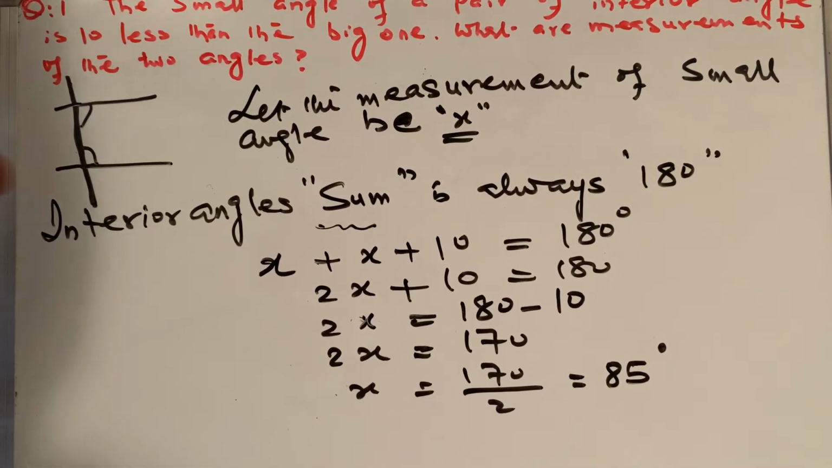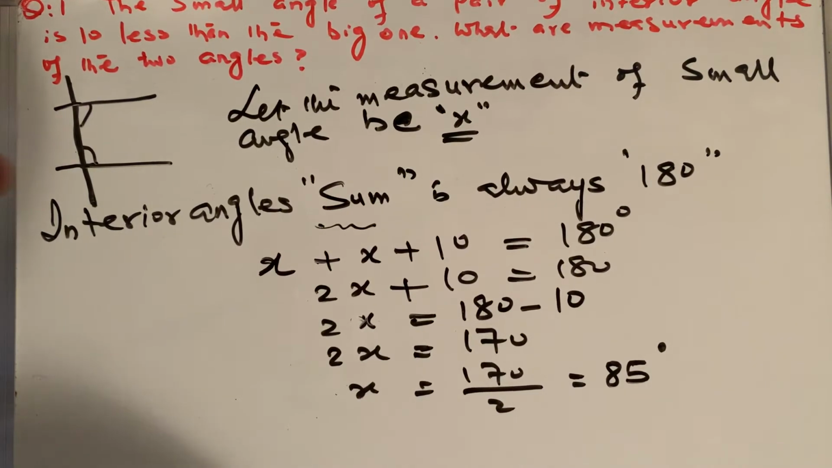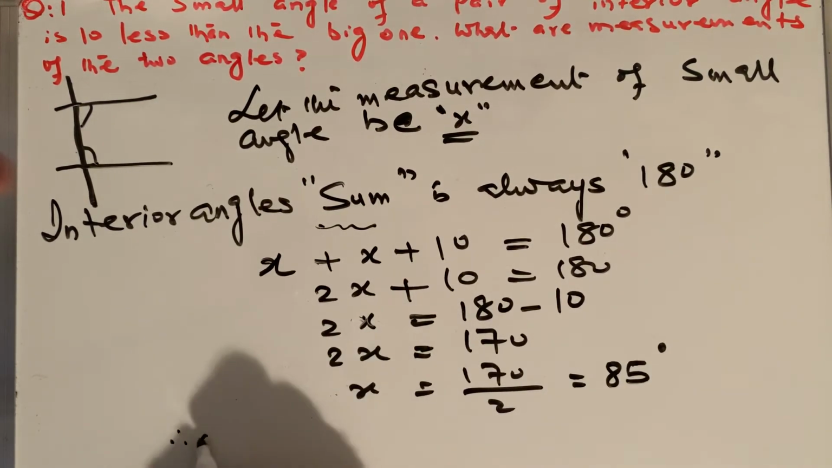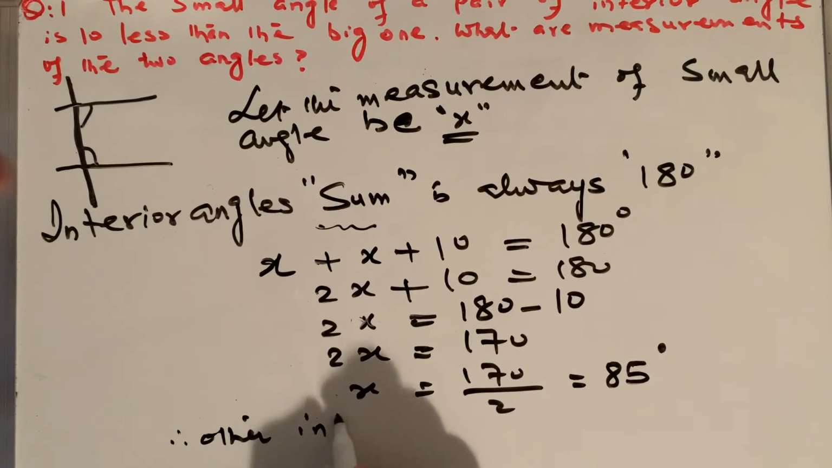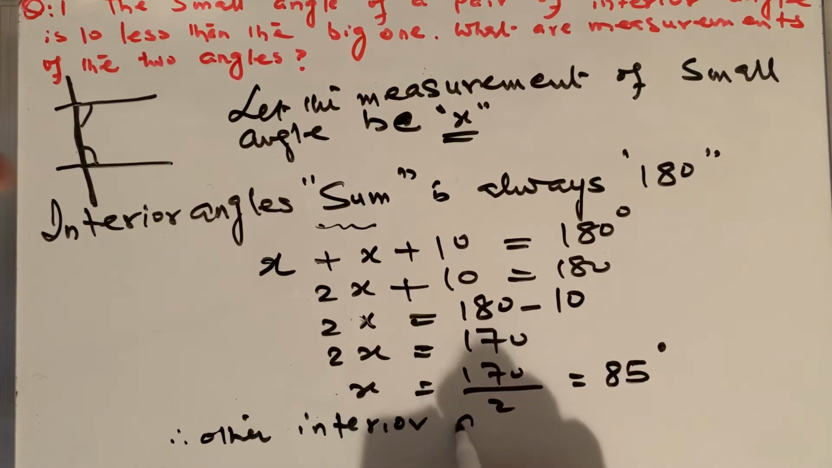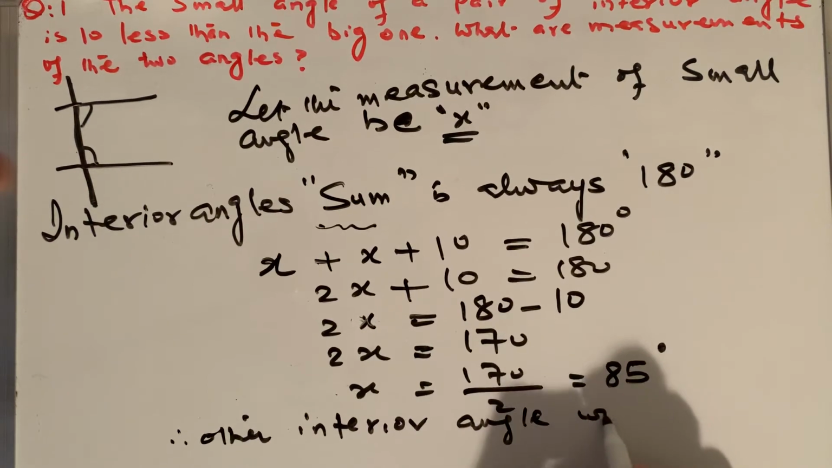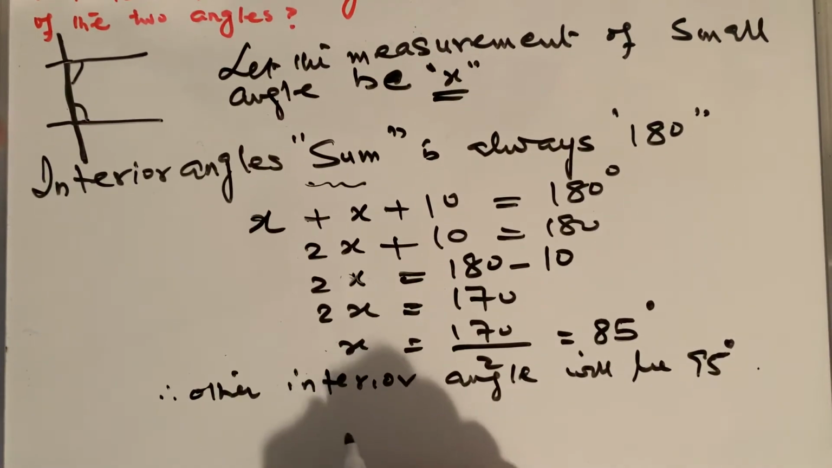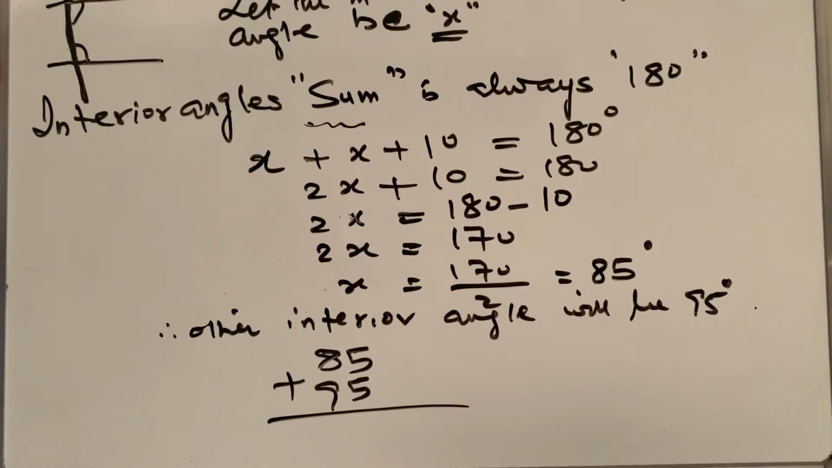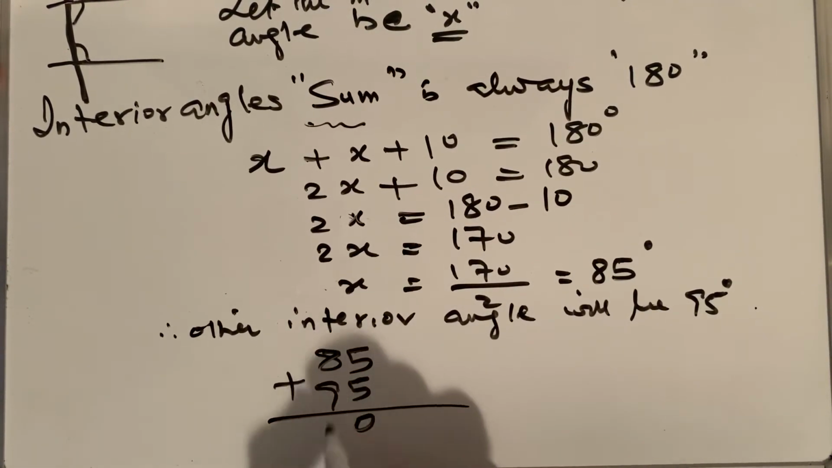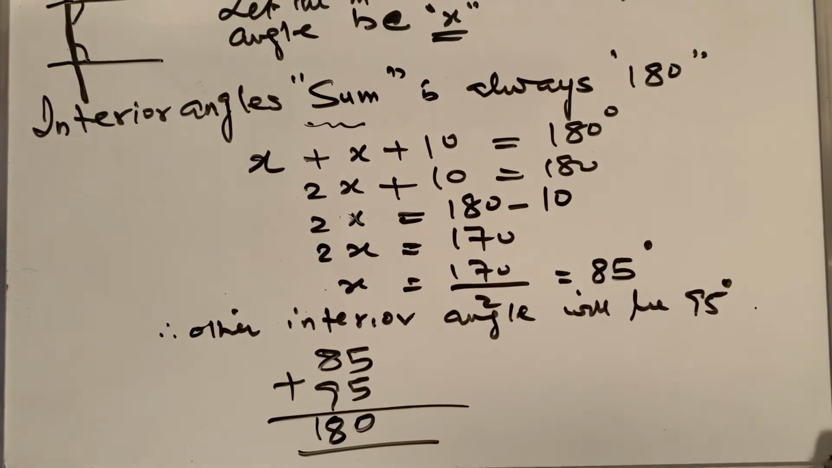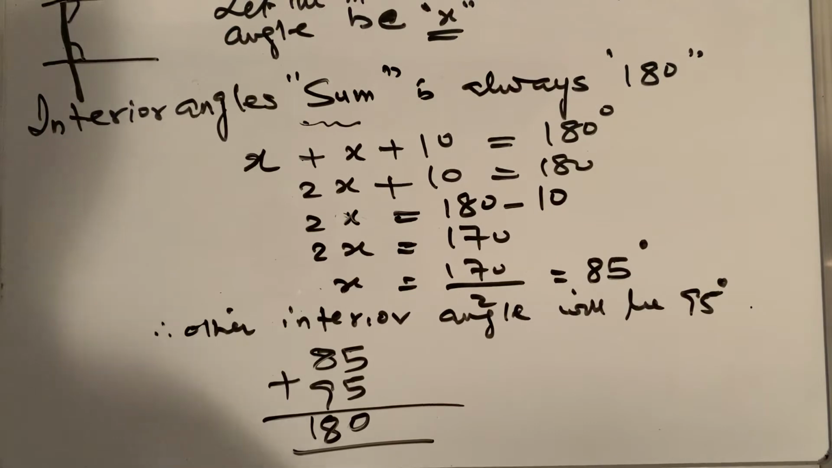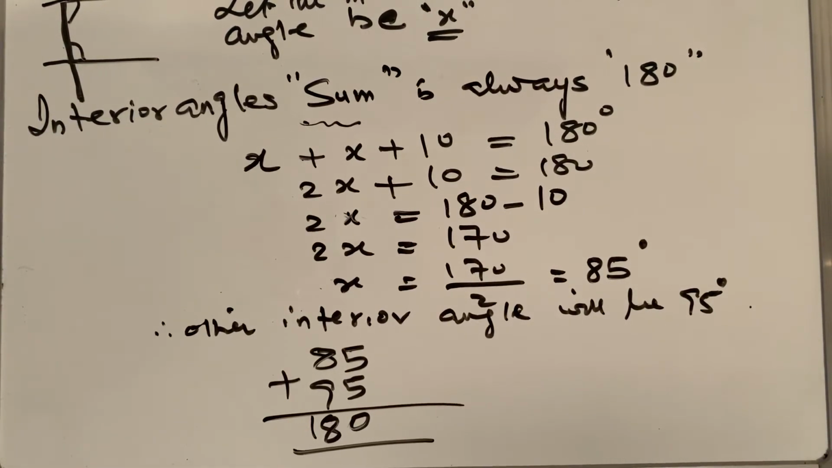And the bigger angle is 10 more, right? The smaller angle is 10 less. So the other angle will be 95. So therefore, the other interior angle will be 95 degrees. If you add 85 degrees and 95 degrees together, what will you get? 85 plus 95, add them together. 5 plus 5 is 10, 9 plus 1 is 10, 18, 180. That's according to the definition also correct, that the sum of the two interior angles is always 180.